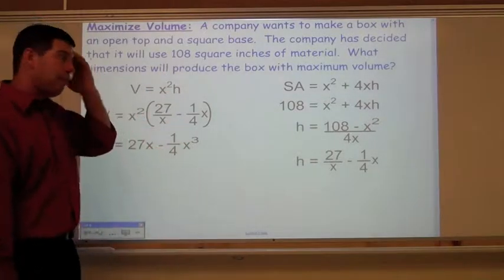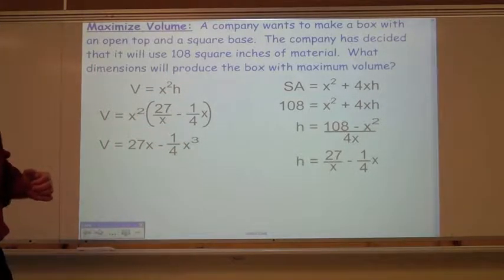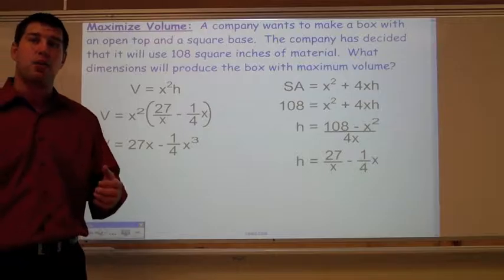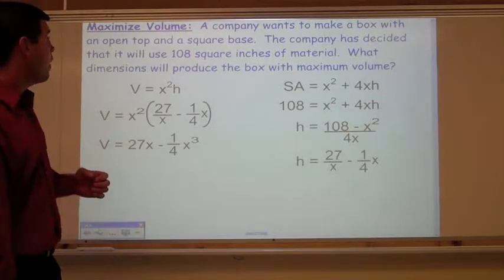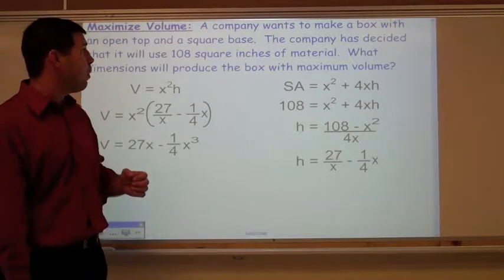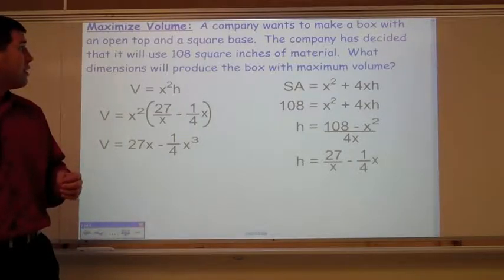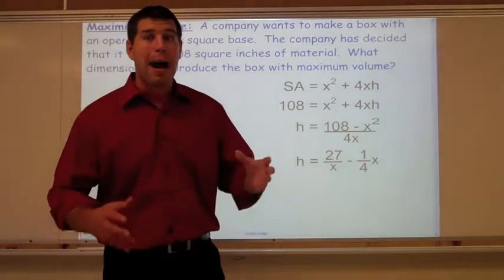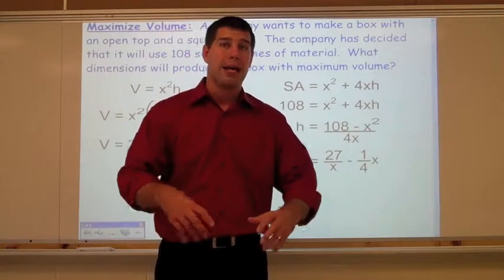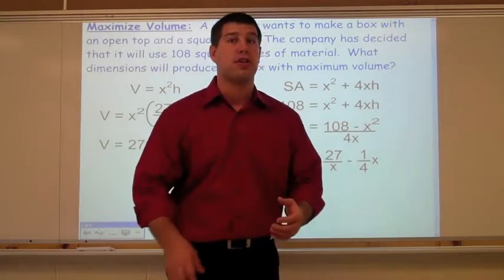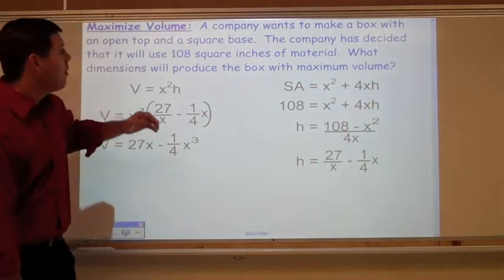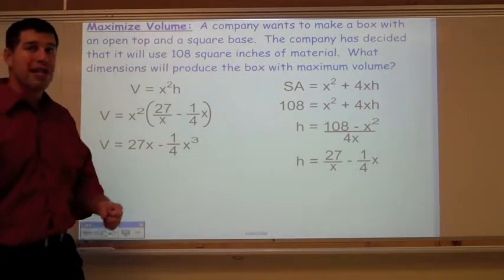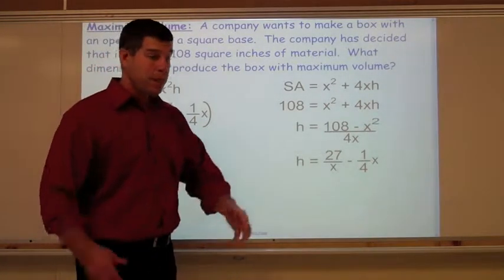So here's a problem. A company wants to make a box with an open top and a square base. The company has decided it will use 108 square inches of material. What dimensions will produce the box with the maximum volume? So this company is going to make a box. It's going to have a square base and it's going to be open on the top so you can put things into it. The company's decided it's going to use 108 square inches of material, meaning this is the material we have to use.